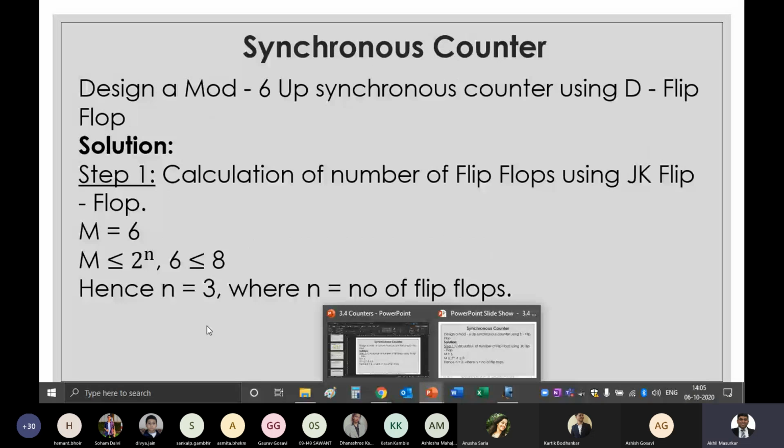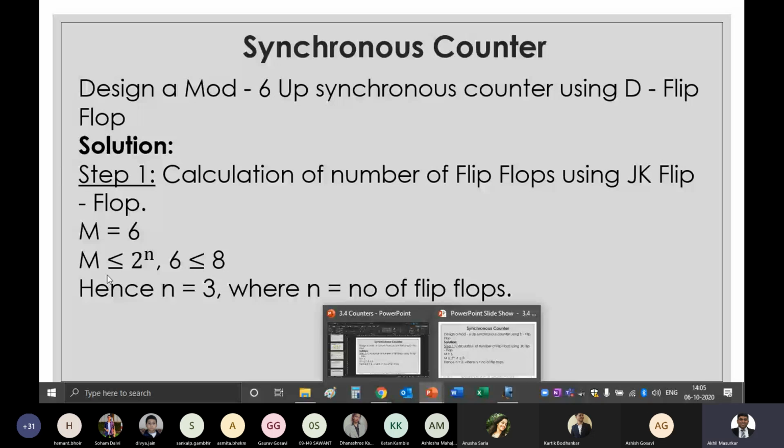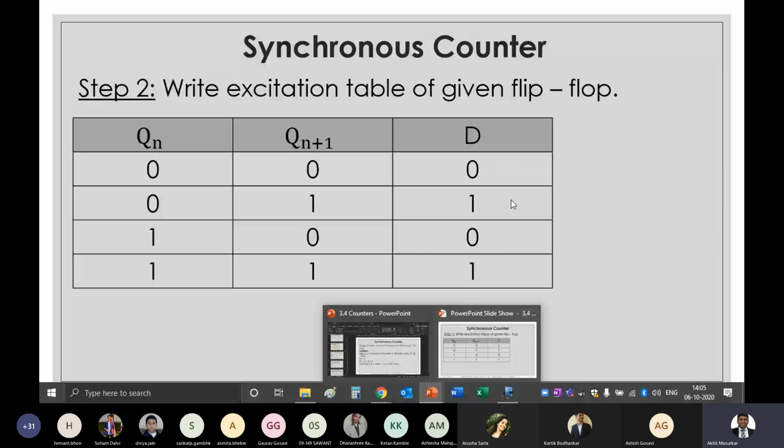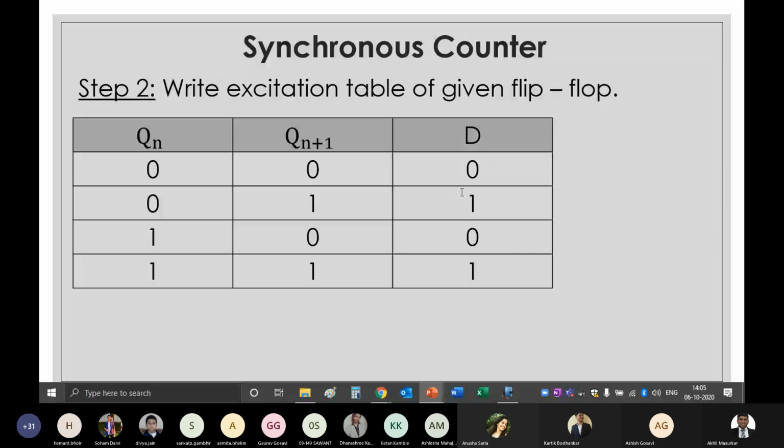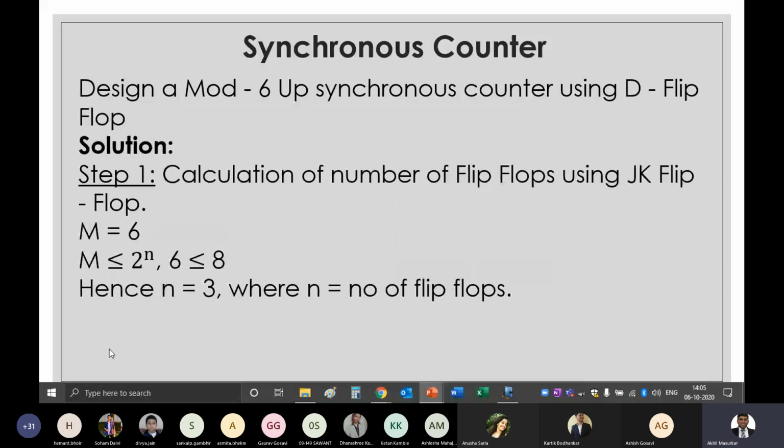Today's first problem is, design a mod 6 up counter. So this is the problem for today.